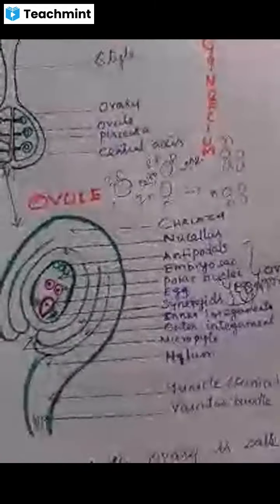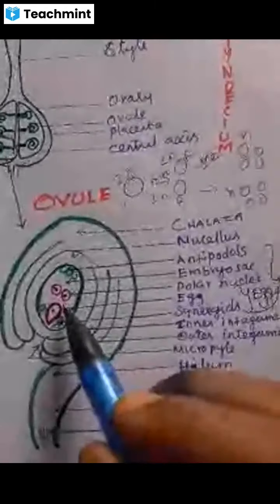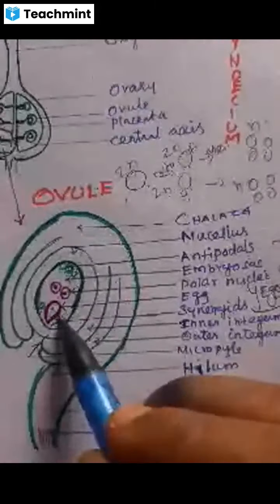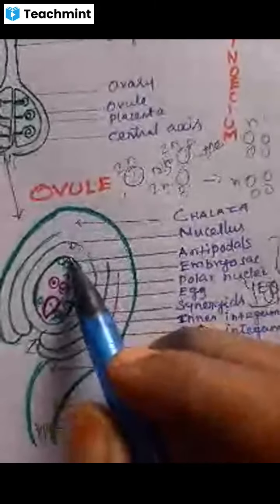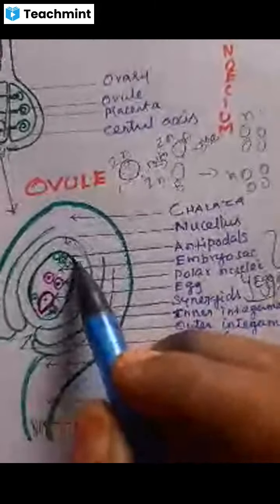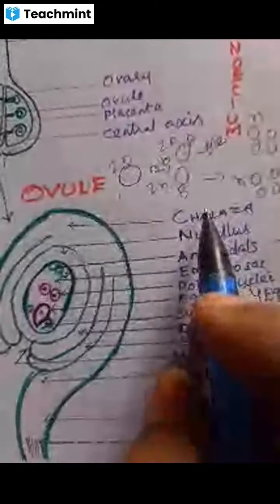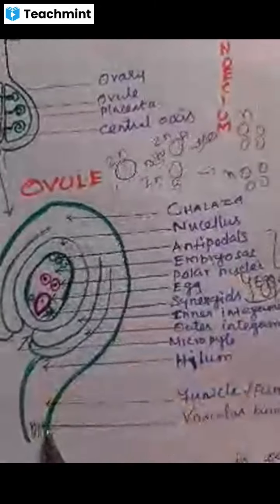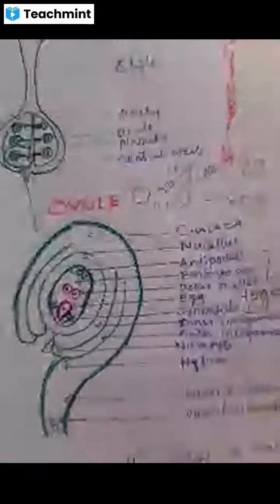Clear? So towards the micropylar end only we are able to see the egg and synergids. Towards the chalazal region we can see the antipodals. Okay, they are supplied with the vascular bundle. This is the structure of the ovule.